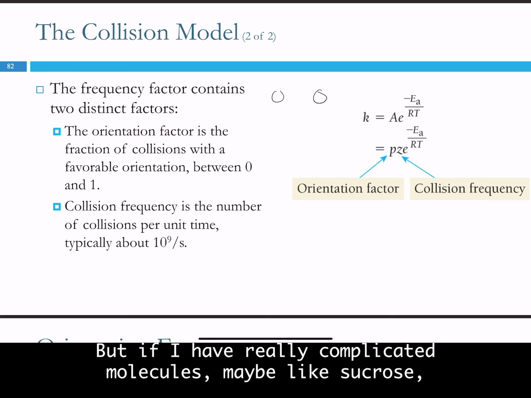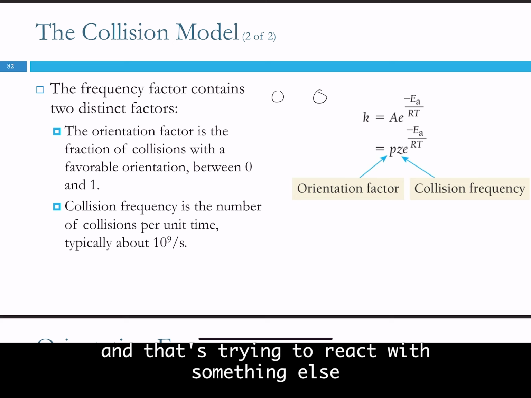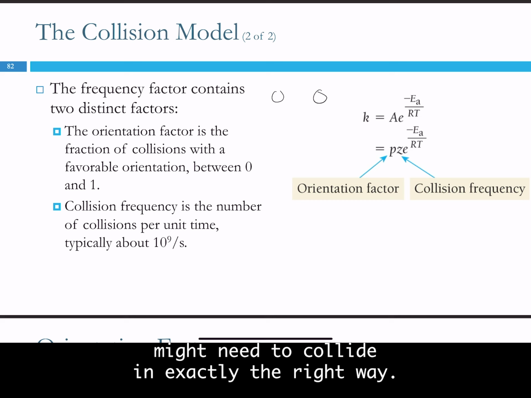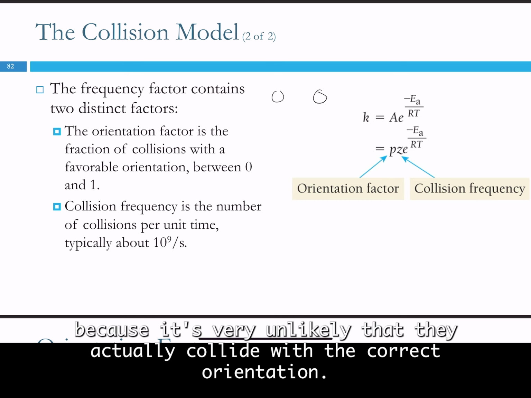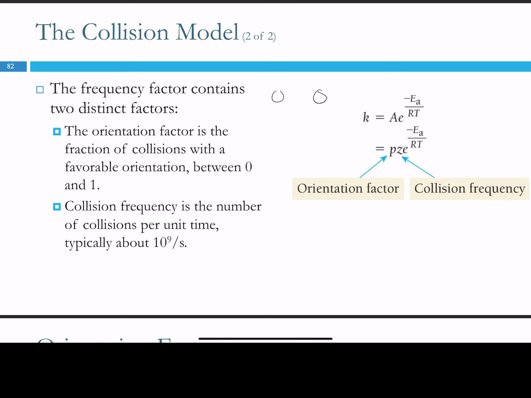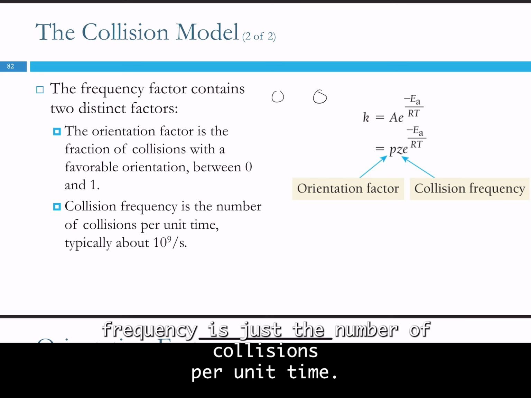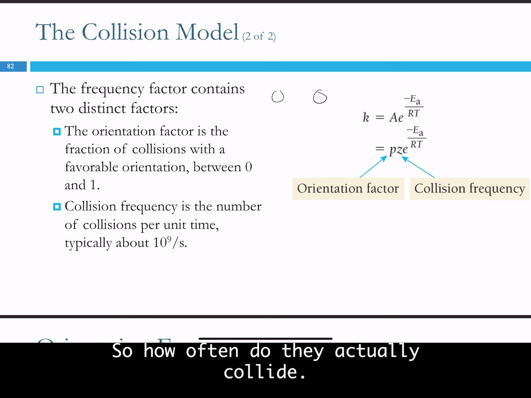But if I have really complicated molecules, maybe like sucrose, trying to react with something else, they might need to collide in exactly the right way, and so we might have a very low orientation factor because it's very unlikely that they actually collide with the correct orientation. And then collision frequency is just the number of collisions per unit time. So how often do they actually collide?